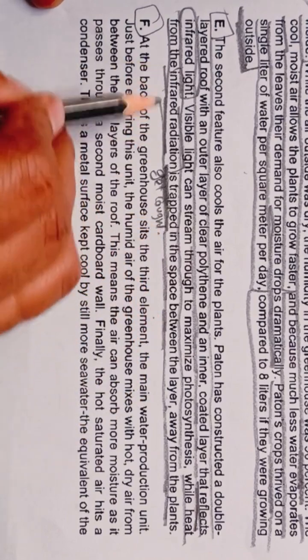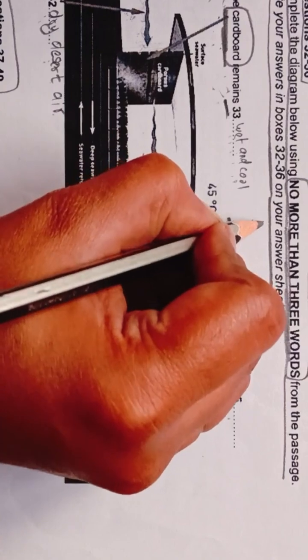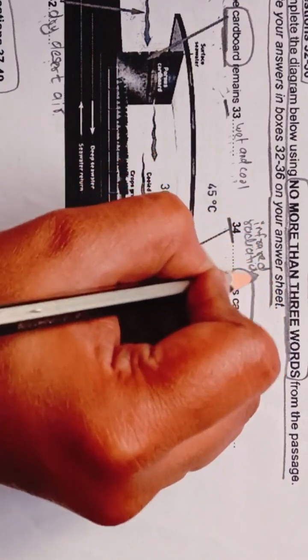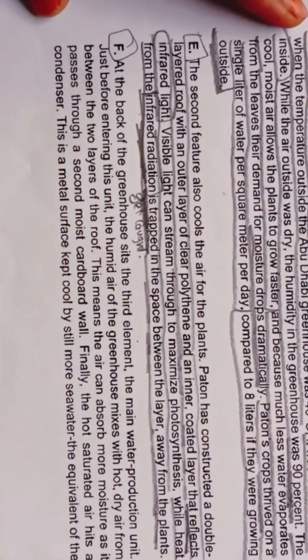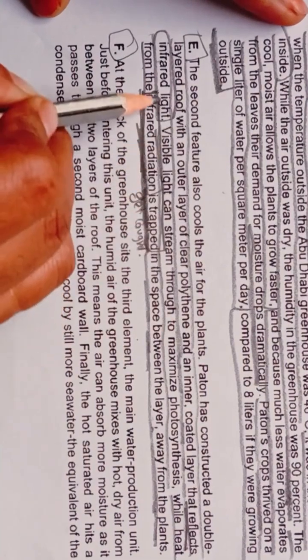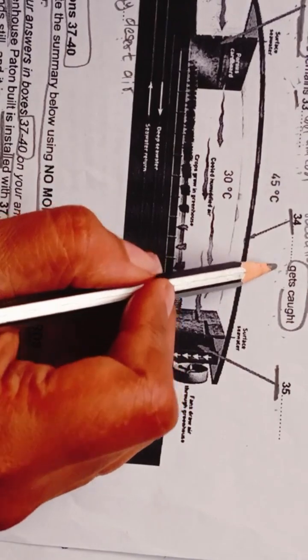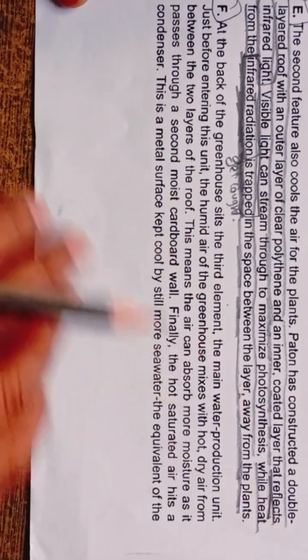So we are getting our another answer also. Infrared radiation is trapped. And here what they are asking, dash gets caught. So we will write infrared radiation gets caught. Okay, I hope you have understood this. So we are getting our answer from here. So we have completed our 34 number. 35, 36 is the remaining. So we will move forward towards our F paragraph.